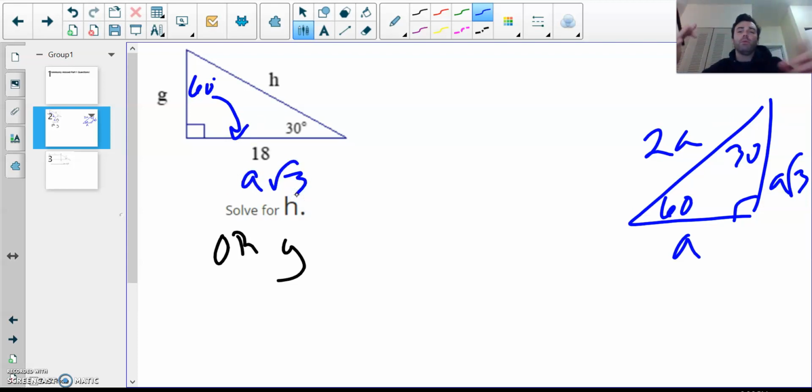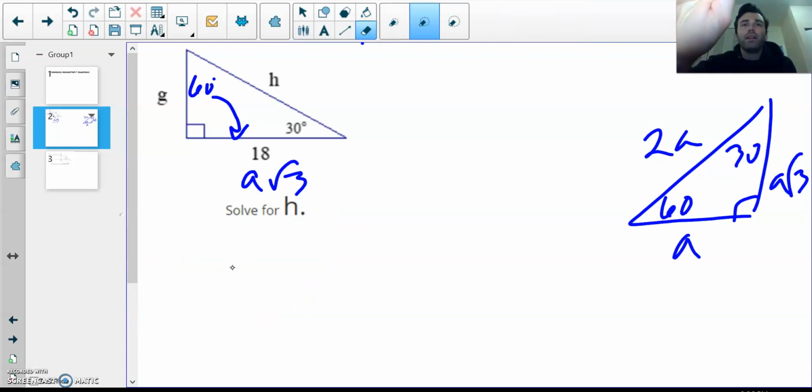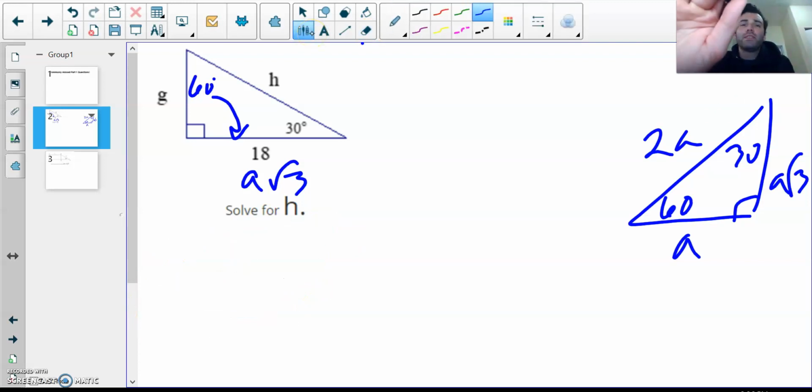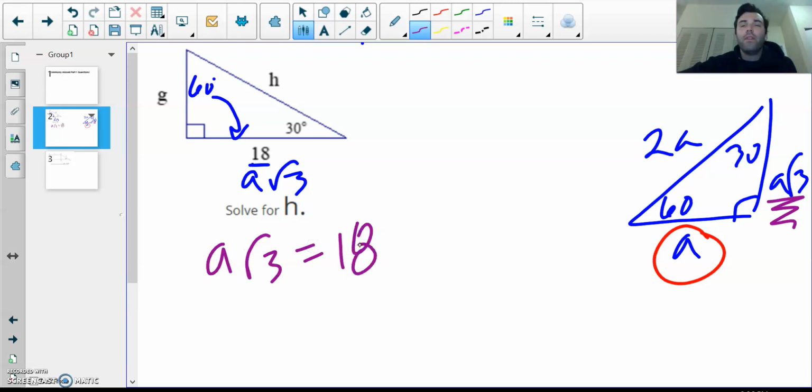This question came up a lot in class. What do you do when this happens? Some of us thought, if the base is 18, then the base must be our A value, so 18 must be A. Unfortunately, that's not the case. 18 actually represents my A radical 3 side. So you have to set A radical 3 equal to 18, and then do some math and go from there.